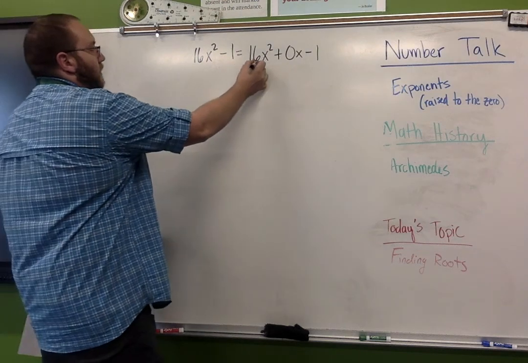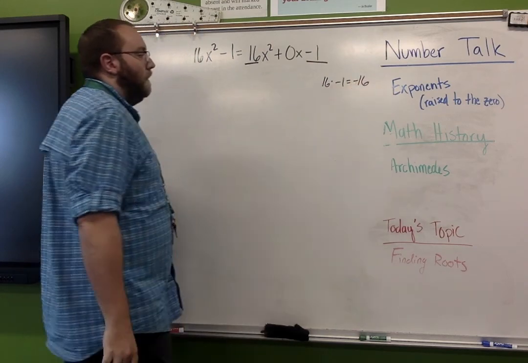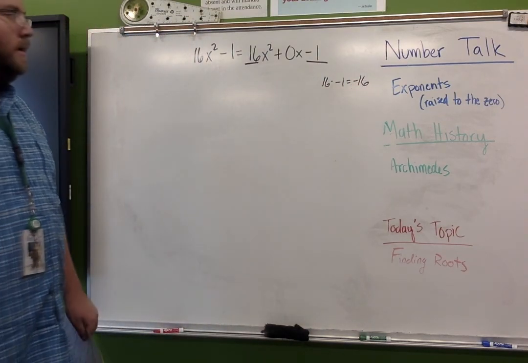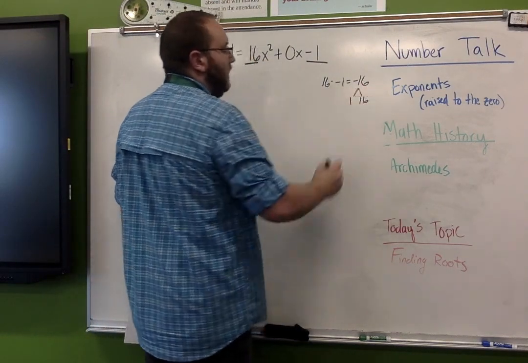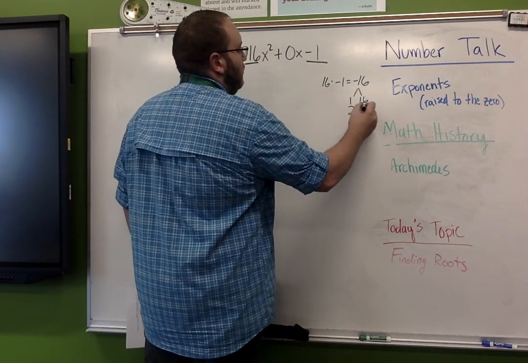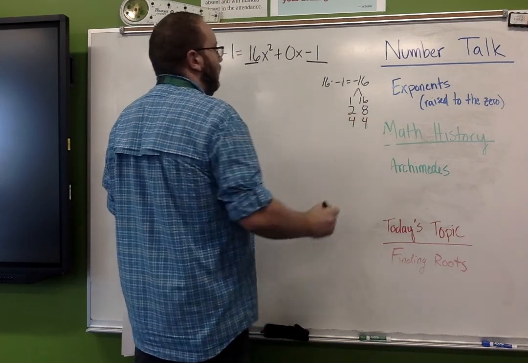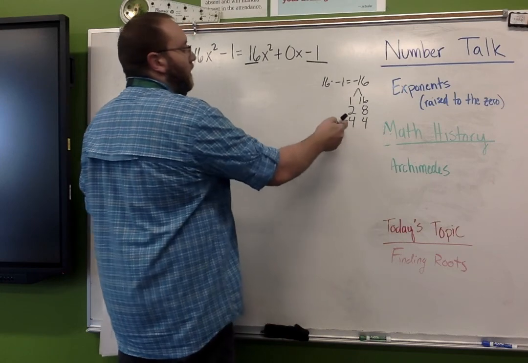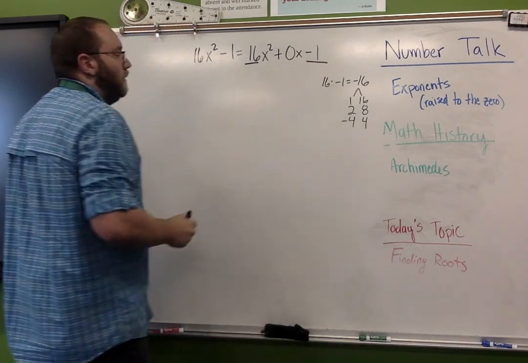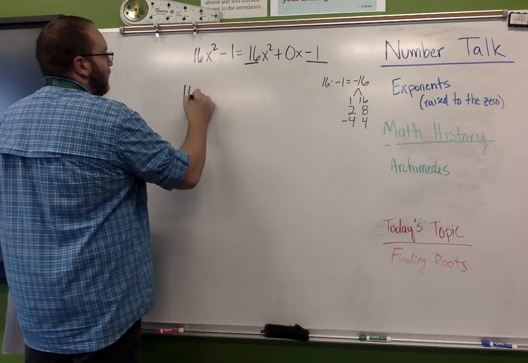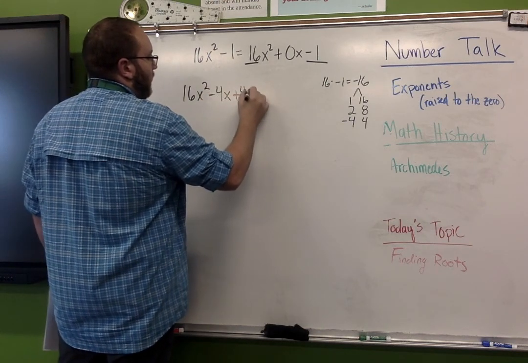Okay, now we're going to do A times C. So 16 times negative 1, which is negative 16. We want factors of negative 16 that add to 0. 1 and 16, nope. 2 and 8, nope. 3 doesn't go into 16, but we have 4 and 4. Well, if one of the 4s is negative, negative 4 times 4 is negative 16. Negative 4 plus 4 is 0, so we're going to rewrite the middle term as 16x squared minus 4x plus 4x minus 1.